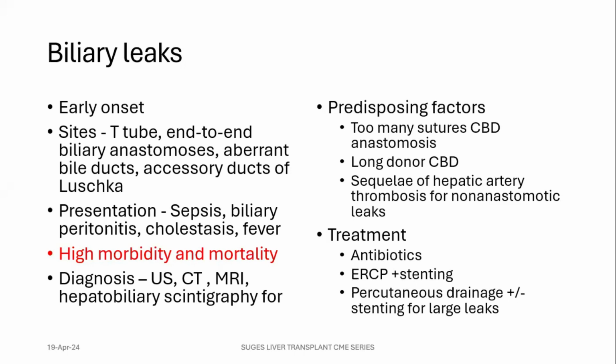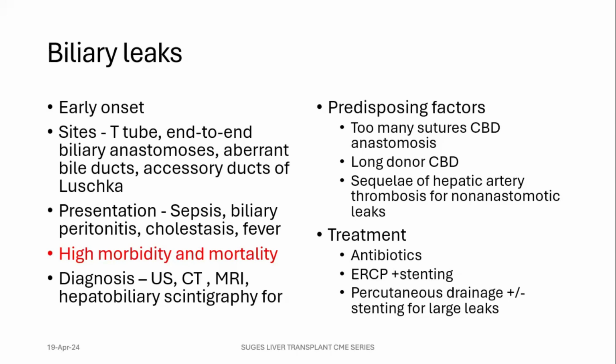The diagnosis is again by imaging, apart from the clinical features, and you'll do an ultrasound, a CT scan, or an MRI, which will show you a fluid collection. Many times you may not know that it's ascites, but sometimes the collection is local, around the liver bed or within the liver parenchyma. And hepatobiliary scintigraphy may also be used for active leaks. It may show you an active leak.